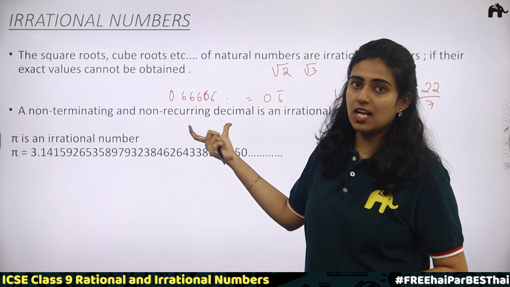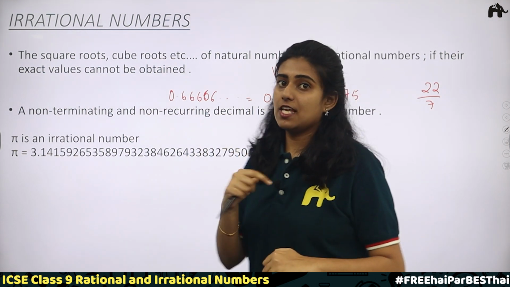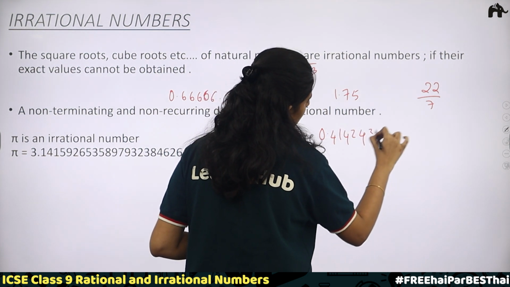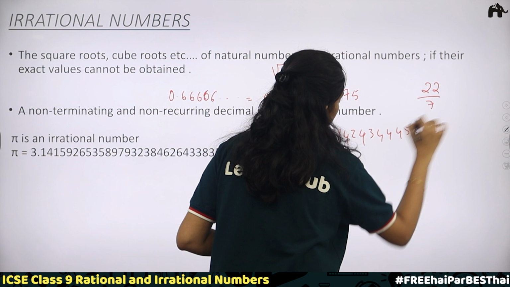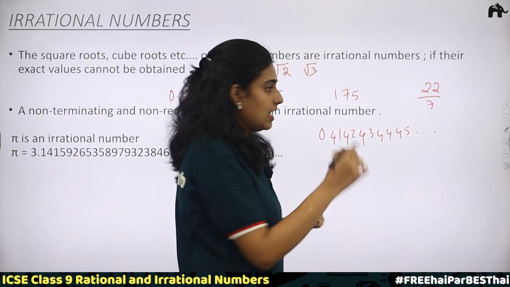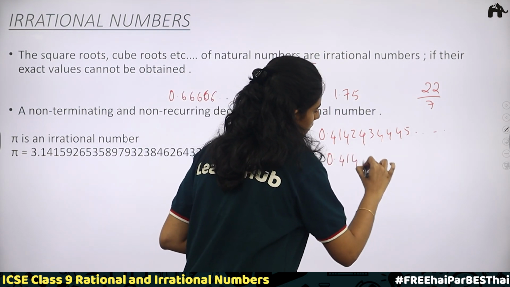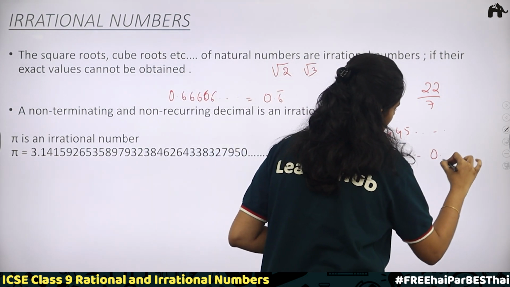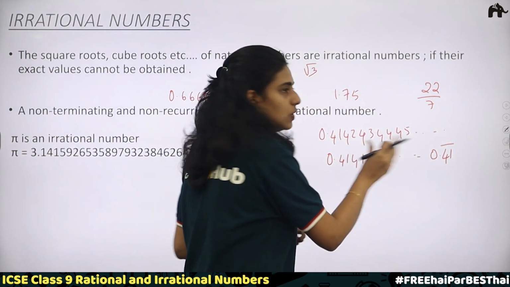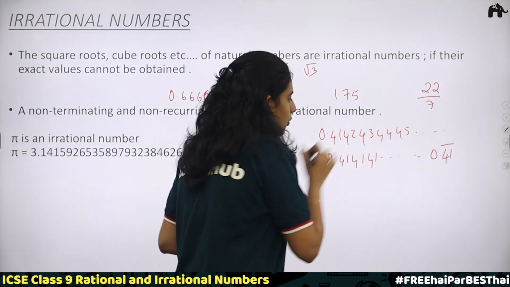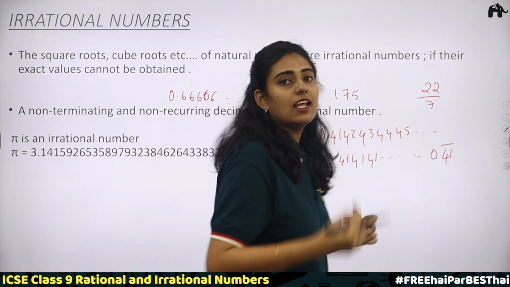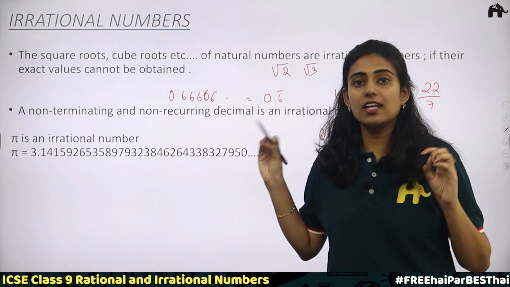So, understood what are rational numbers and what are irrational numbers? For example, if you have a number 0.41424345, etc. Here, 4 is repeating, but there is no specific pattern. If it is 0.414141, etc., you can represent it as 0.41 bar. In a definite pattern, the numbers are repeating. 41 is going to repeat. But here it is 41, then 42, then 43. So we cannot put that bar. So this is an example of an irrational number. So understood the idea about what irrational numbers are?